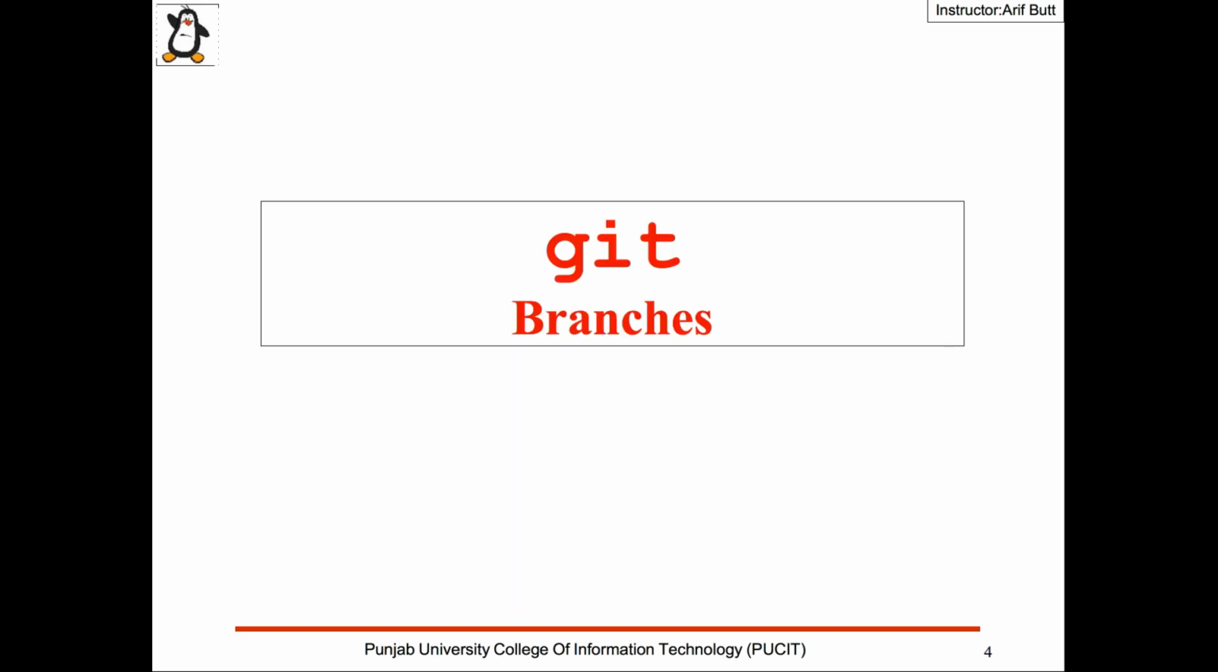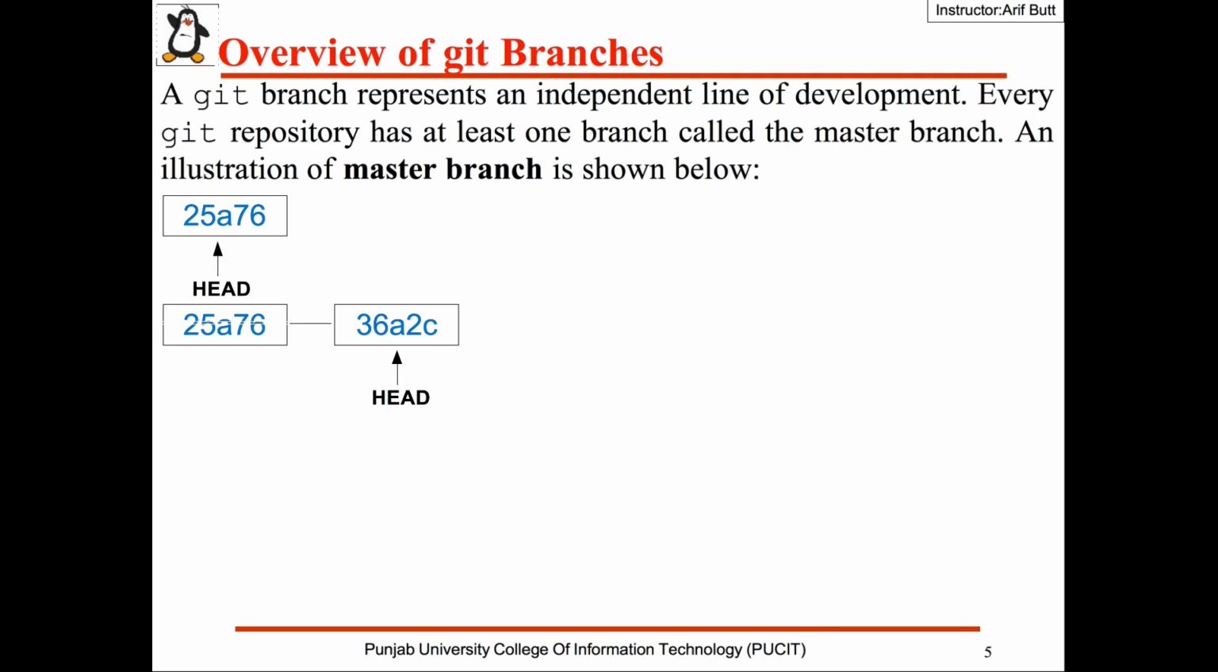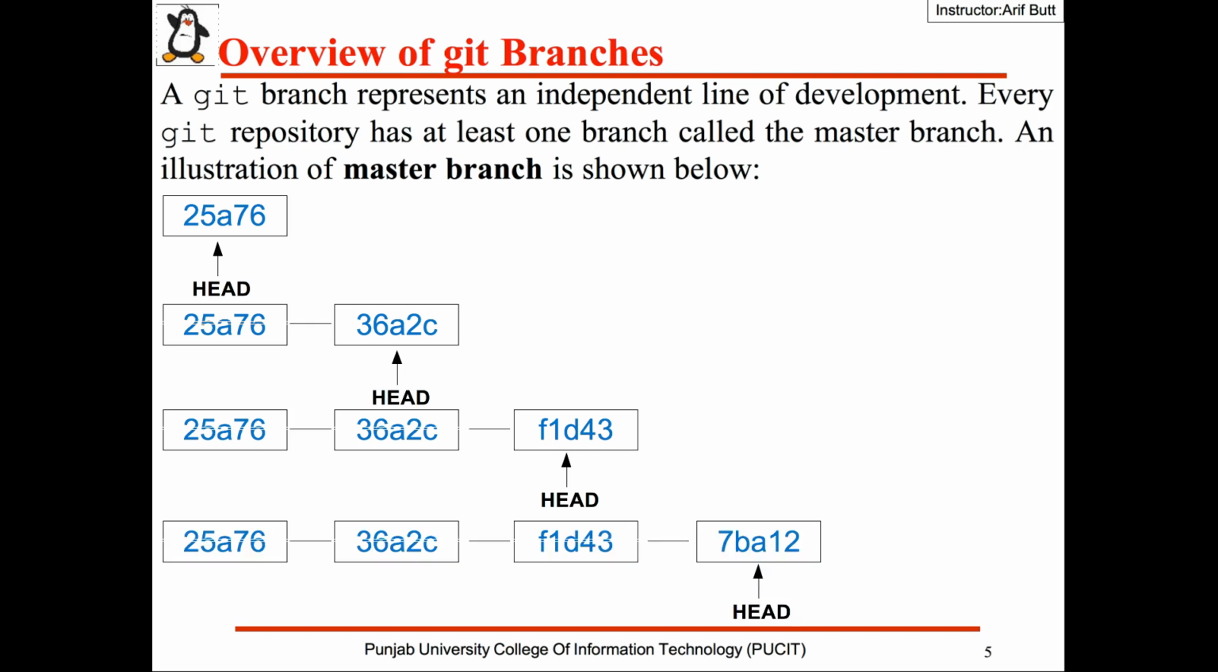Let's talk about branches in Git. A Git branch represents an independent line of development. Every Git repository has at least one branch called the master branch. Suppose we have a master branch and we have made a single commit on it, and the head is pointing to, of course, this commit. Once we make another commit, the head moves ahead. We make another commit, the head moves ahead. And we make another commit and the head moves ahead. So you can think of head as a pointer that always points to the tip of the current branch on which we are working.